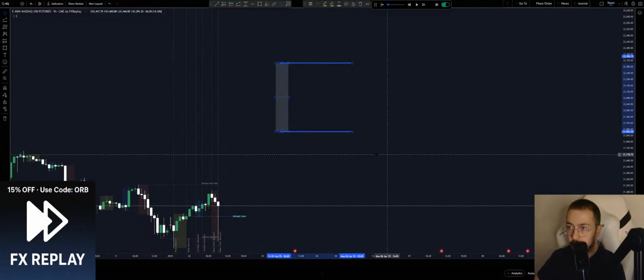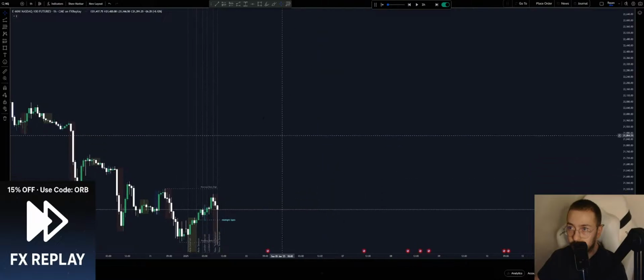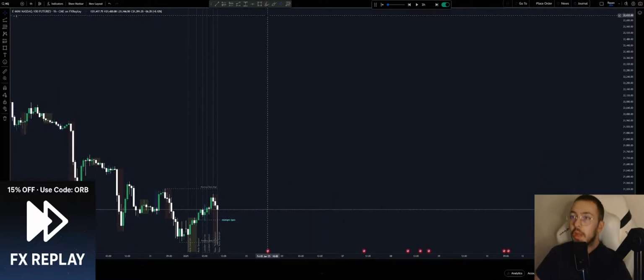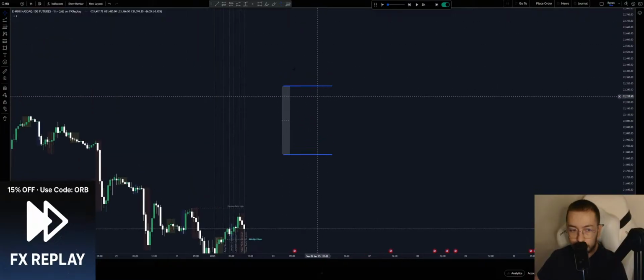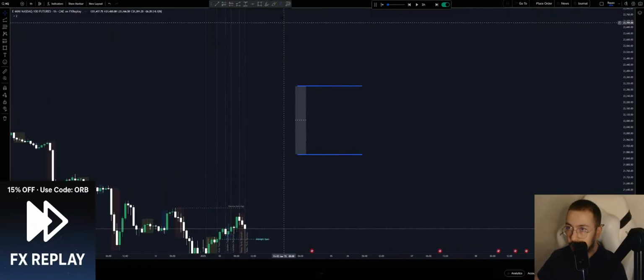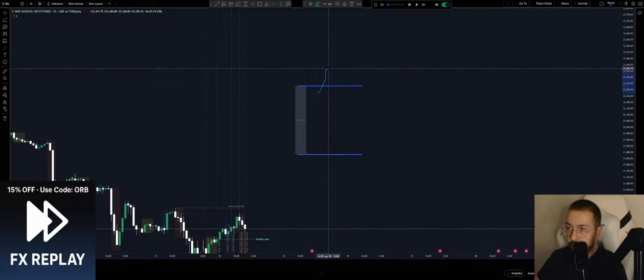Okay. So the entry model which we are going to do is, after we sweep the high or the low, doesn't matter, we need to wait for a displacement down and then a break of structure. Once we have a break of structure, we need to make sure there's a fair value gap behind. Then we're gonna place a limit order on the fair value gap and the stop at the recent high, targeting 2 risk to reward.